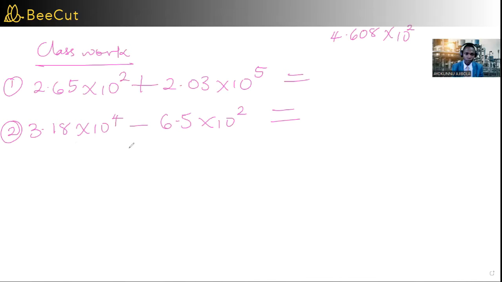And are you through with the second one? Yes, sir. Okay, what do you get for the second answer? 3.3. Sorry, 3.2 times 10 raised to the power 2. Okay, let's check the solution together.